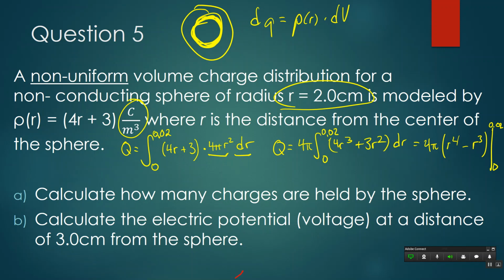Can someone evaluate that for me? You got it? What? What's that? 4r cubed? Oh yeah, because it's 4r multiplied by r squared. I took the 4 pi and I put it out here as a constant.